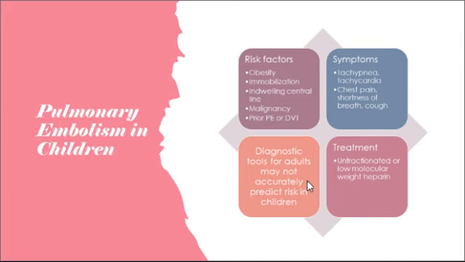Diagnostic tools for the adult may not be predictive of children, and they're treated with unfractionated or low molecular weight heparin. Unfractionated is your regular old heparin that you give IV, possibly sub-Q. Remember, your low molecular weight heparin, enoxaparin or Lovenox, is given sub-Q.